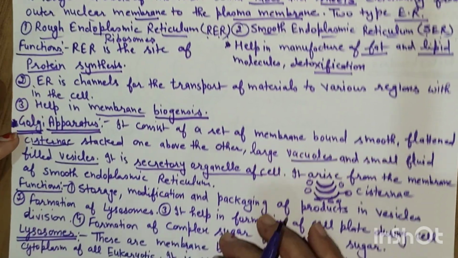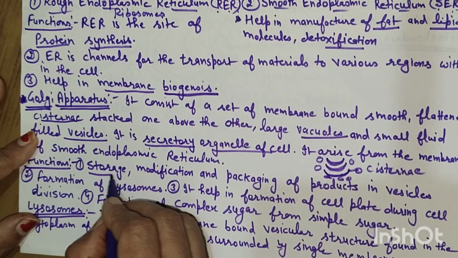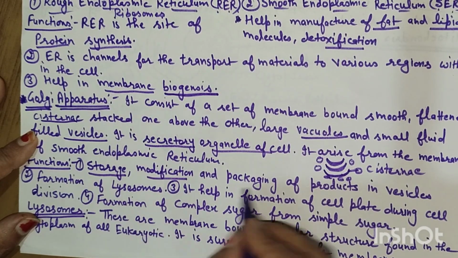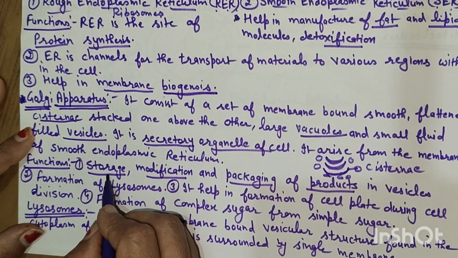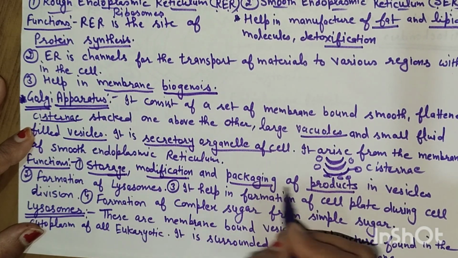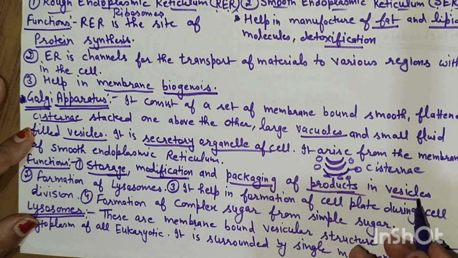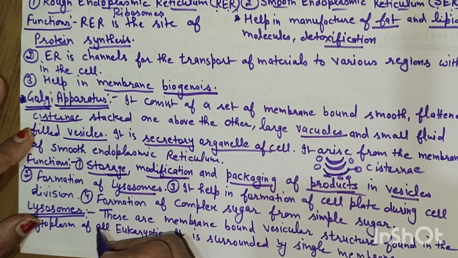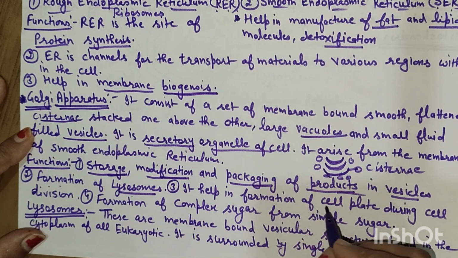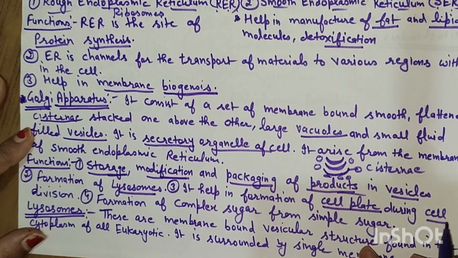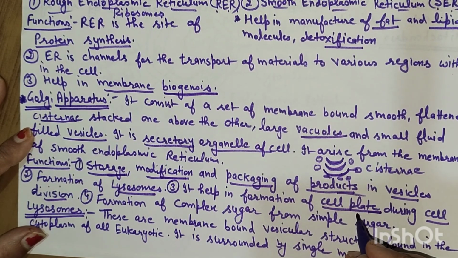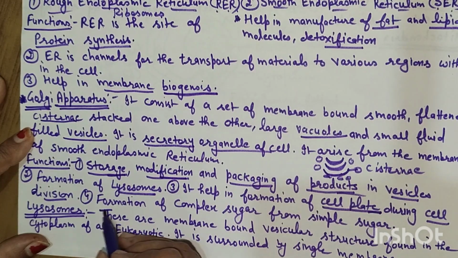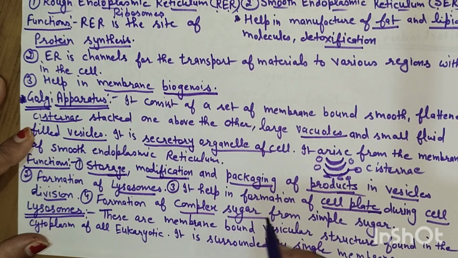Now the function of the Golgi apparatus is storage, modification and packaging of the product. These are the main functions: storage, modification and packaging of the product in vesicles. It also forms some lysosomes. It helps in the formation of the cell plate during cell division. When the cell divides, the cell plate forms. It also helps in the formation of complex sugar from simple sugar.